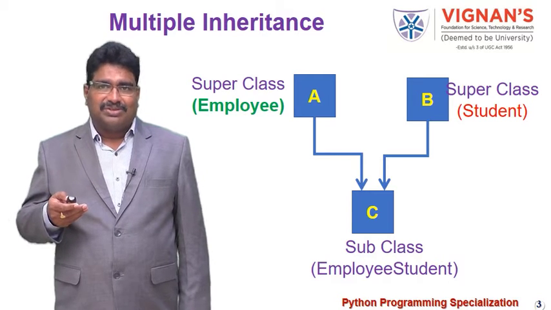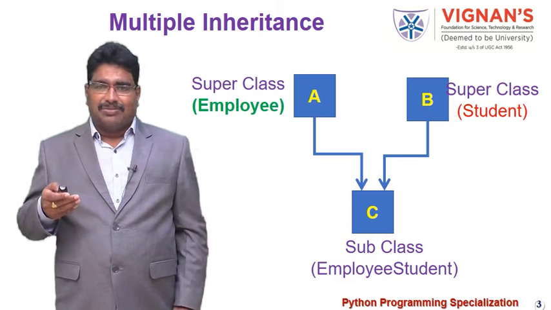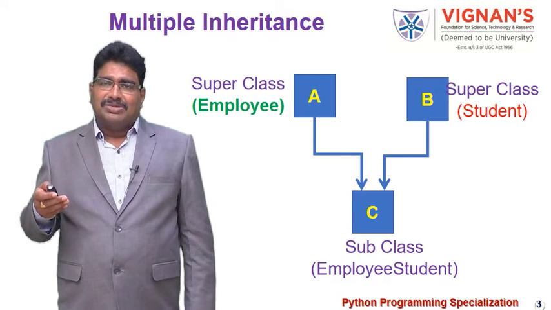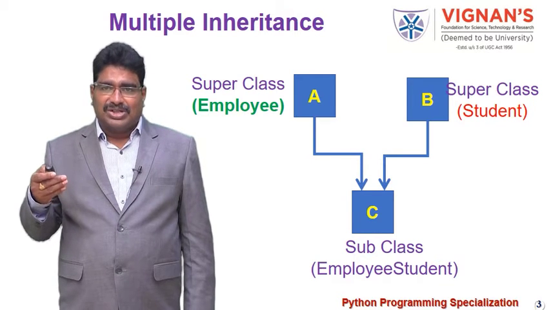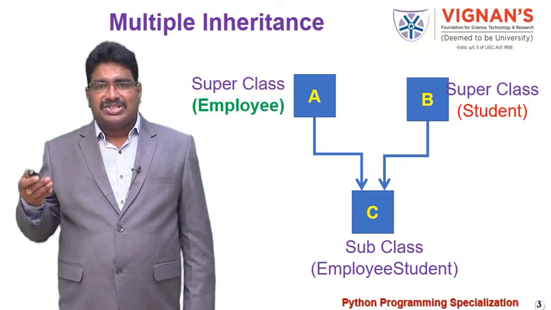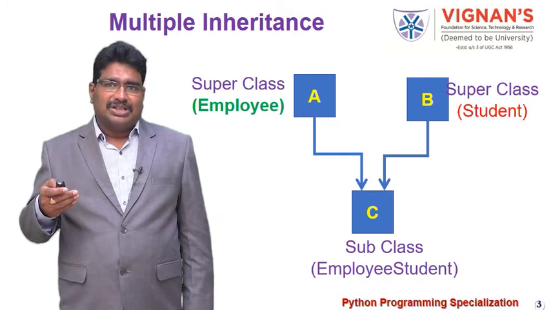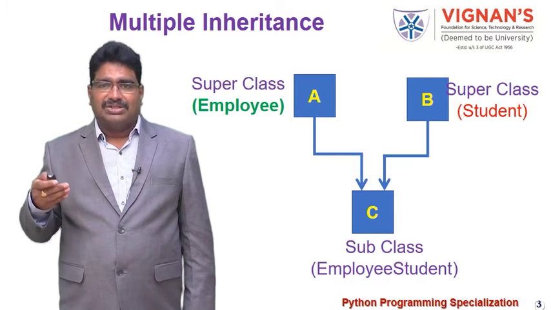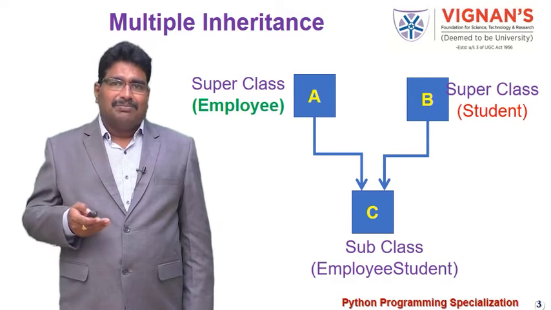For that reason, we take one real-time example. Employee is the base class, consisting of the employee ID and salary of the particular employee. Similarly, student is another base class, consisting of the student register number and which year they study. We want to derive a new class, the employee student, which inherits the attributes from the employee as well as the student. This is one example of multiple inheritance.